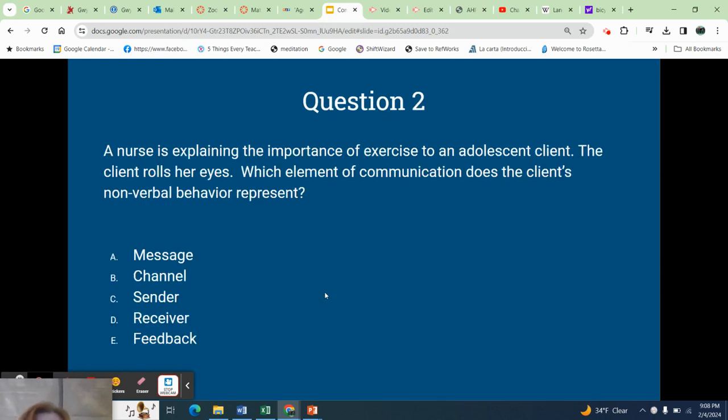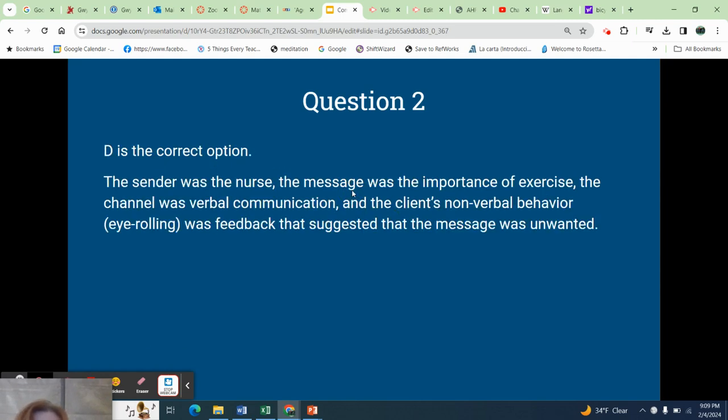Question two. A nurse is explaining the importance of exercise to an adolescent client. Client rolls her eyes. Which element of communication does the client's nonverbal behavior represent? And your choices are message, channel, sender, receiver, and feedback. So let's think about it. Who was the sender? The nurse was the sender. The message was about the importance of exercise. Her channel was verbal communication. The client rolls her eyes is the response. It's the feedback.